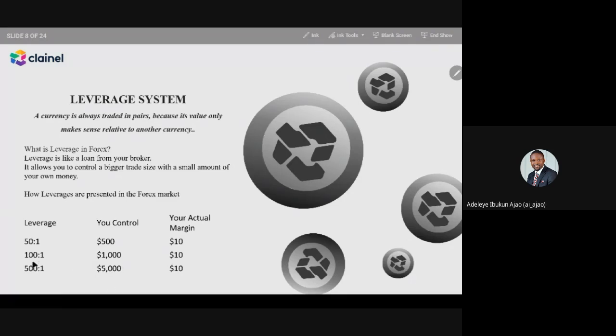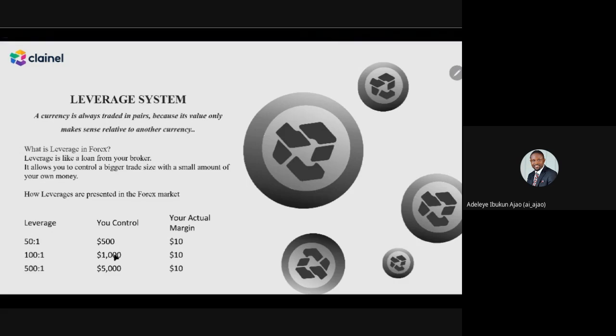So let's go to 100:1, and let's actually see what it means. What it means is that for every $1 you get to open $100 worth of the trade. So for you to finally open a micro lot size, which is your 0.01, you're going to need $10. And this $10 is saying that you're opening $100 ten times to give you $1,000, which is your micro lot size.